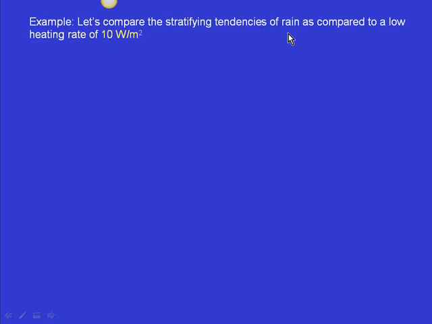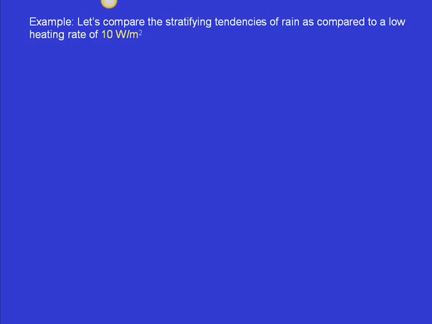So let's compare the stratifying tendencies of rain, which typically we don't consider, to a low heating rate of 10 watts per square meter. That rate of 10 watts per square meter probably doesn't mean much to you. Do you have any concept, say on a sunny day, what the heating rate from the sun is, from shortwave radiation? Do you have any idea on a sunny day?